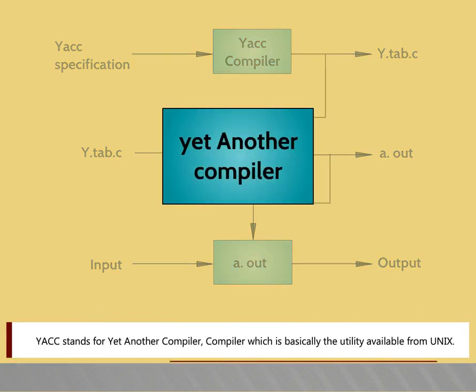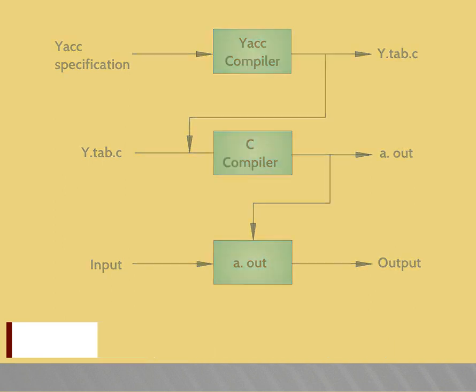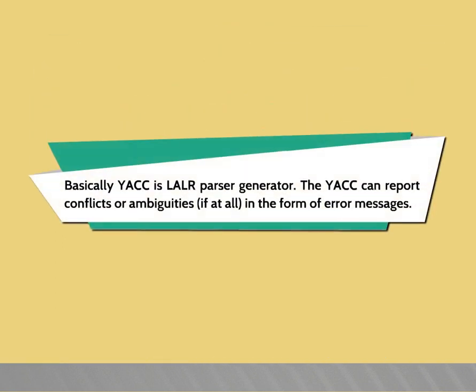YACC stands for Yet Another Compiler Compiler, which is basically a utility available in Unix. YACC is an LALR parser generator. YACC can report conflicts or ambiguities, if any, in the form of error messages.